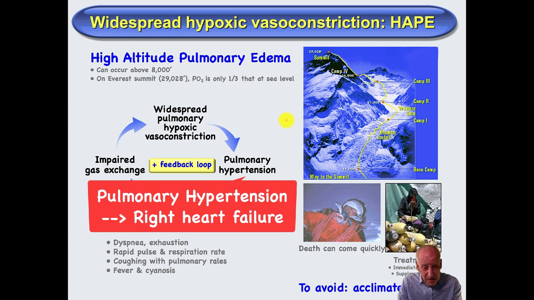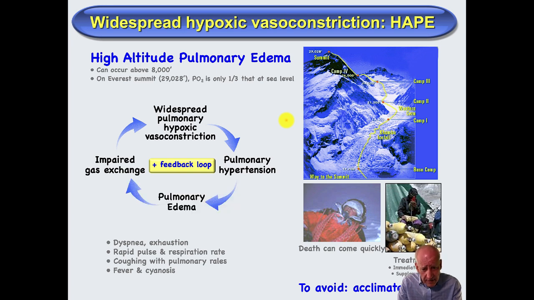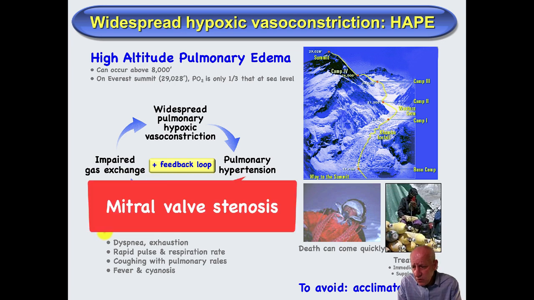Recall that the right heart is just not accustomed to or adapted for high pressure afterload. And as we have seen, pulmonary hypertension can lead to pulmonary edema. And this will impair gas exchange in those areas of the lung that remain functional. The same situation could result from mitral valve stenosis.